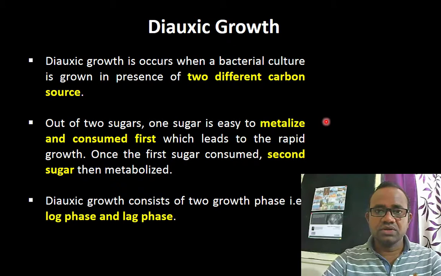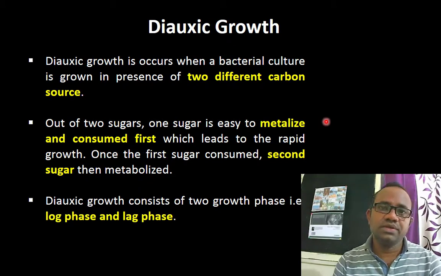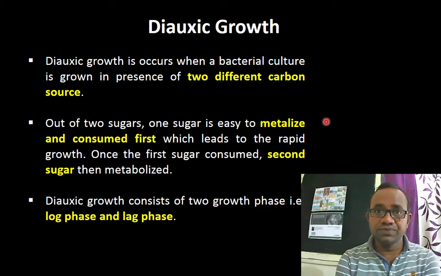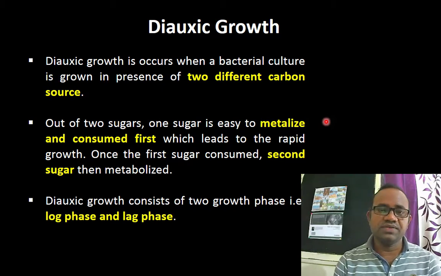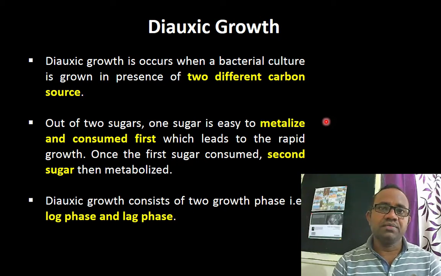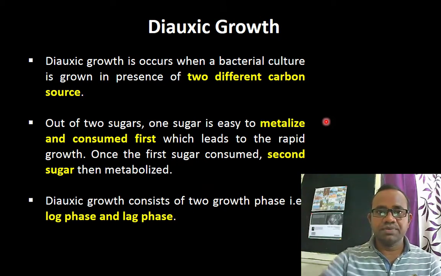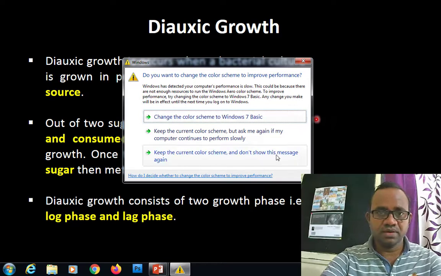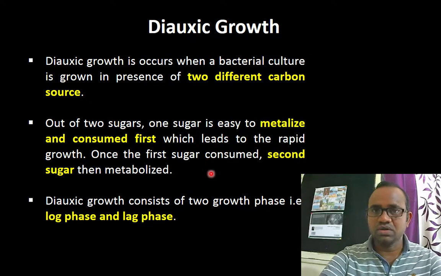The second topic is diauxic growth. Diauxic growth is actually the two-step growth of a bacteria which involves two phases, particularly the log phase and the lag phase. In case of this growth, we grow the bacteria in a medium having two different sugars or carbon sources.